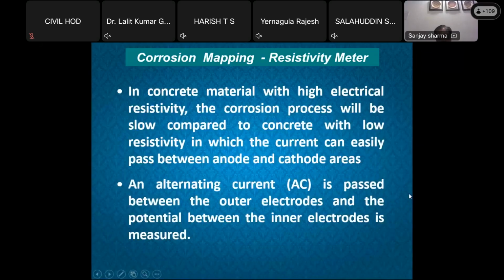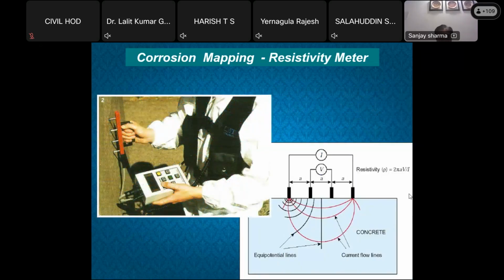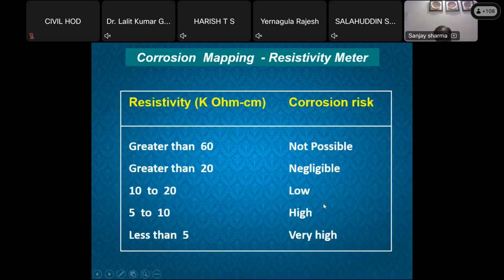Resistivity meter is another method. Here you don't need to expose the concrete. It measures the resistance to the current flow, and that is again correlated with corrosion risk, because corrosion is one of the major issues.